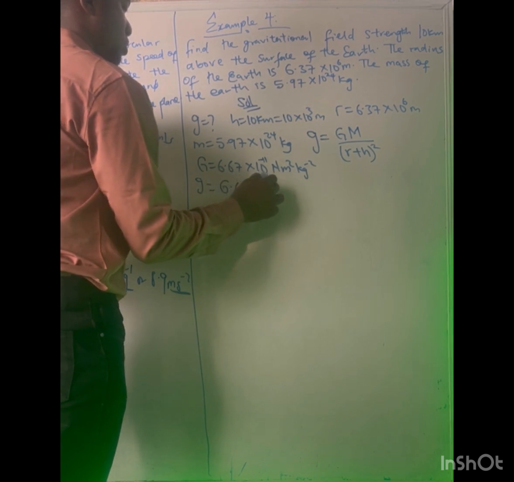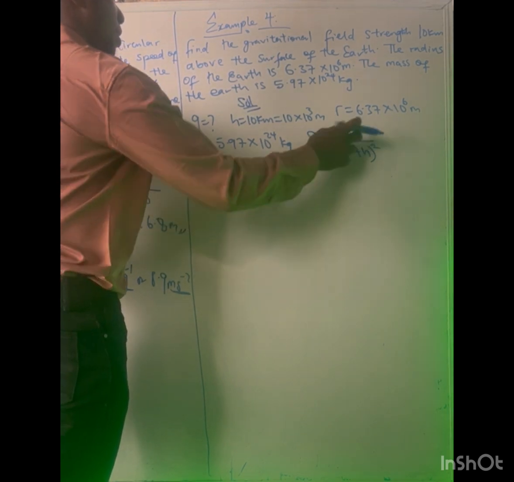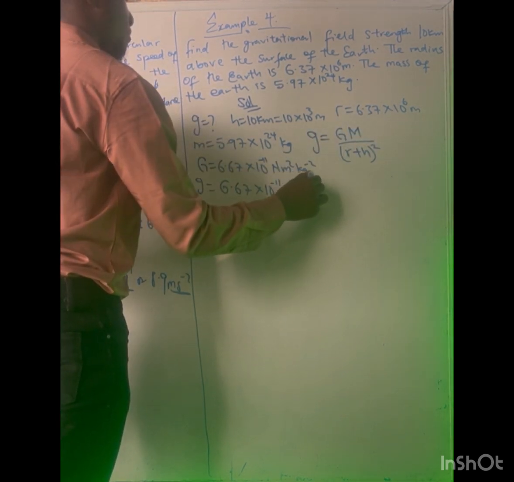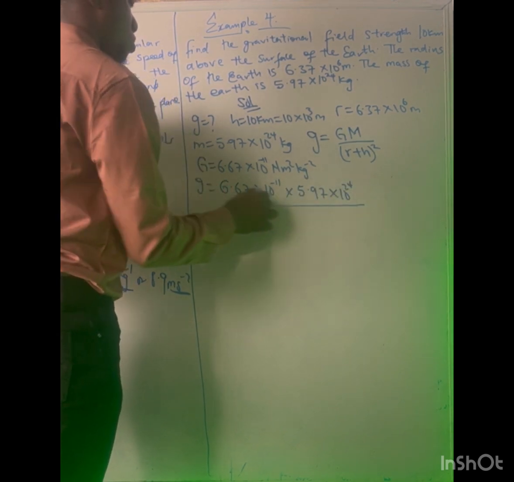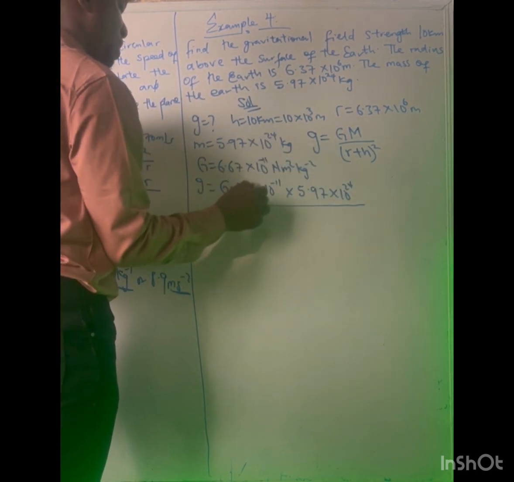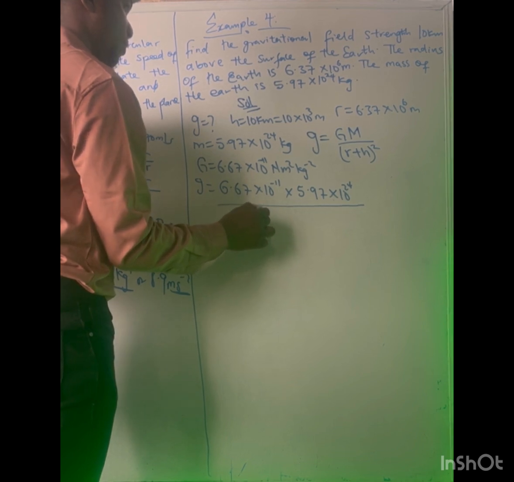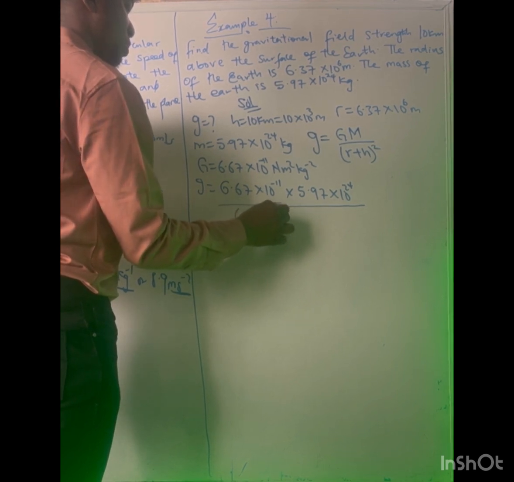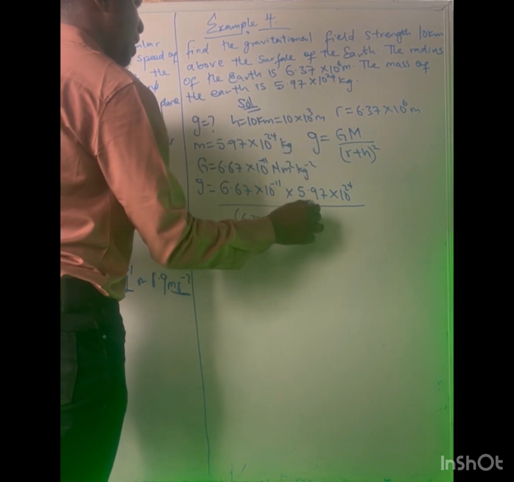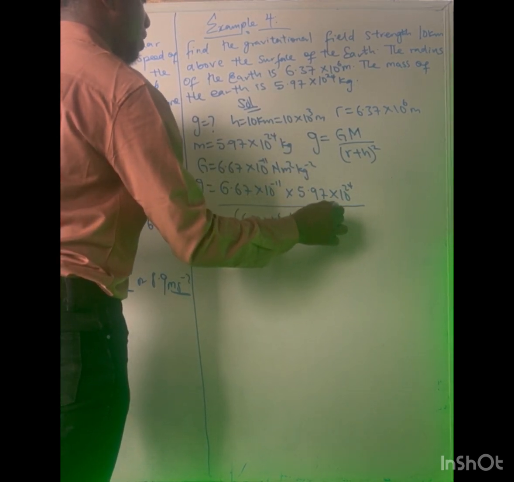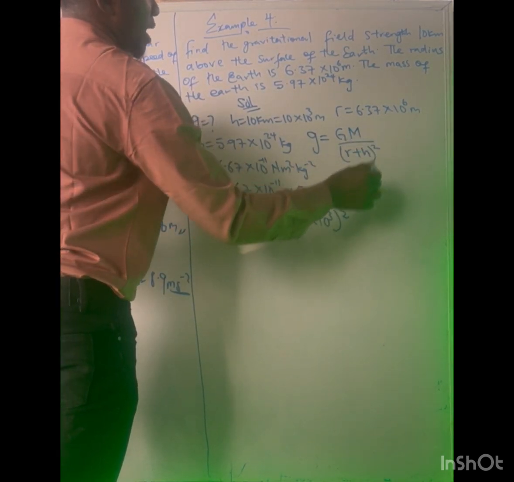Then my g equals 6.67 times 10 raised to the power minus 11, the mass, 5.97 times 10 raised to the power 24, over R plus H, my R is 6.37 times 10 raised to the power 6 plus my H, that's the height, 10 times 10 raised to the power 3, all squared. There should be a square here, please.